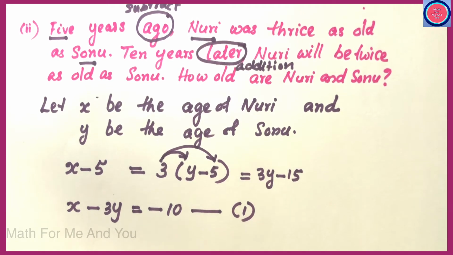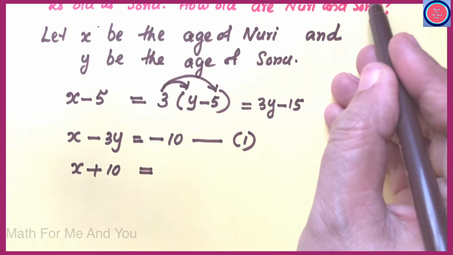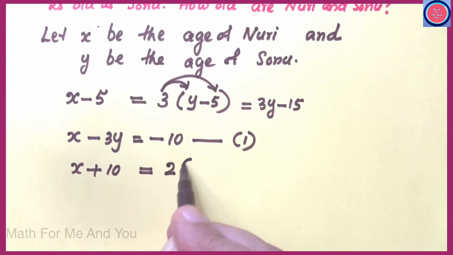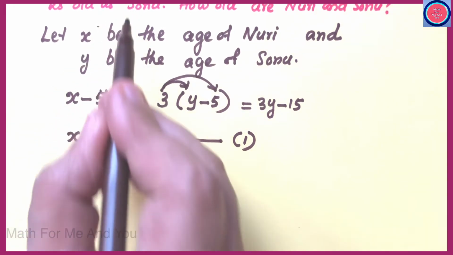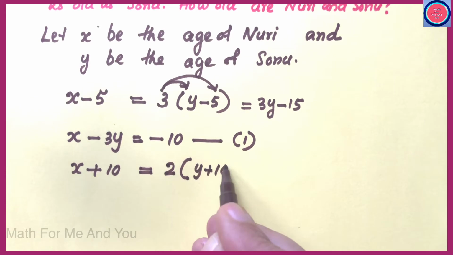Then if the age of Noori is x, we have to do x plus 10 to get the age after 10 years. So it is x plus 10, the age of Noori, is twice as old as, twice means 2 times, the age of Sonu. Now Sonu's age is y. So after 10 years, y plus 10.